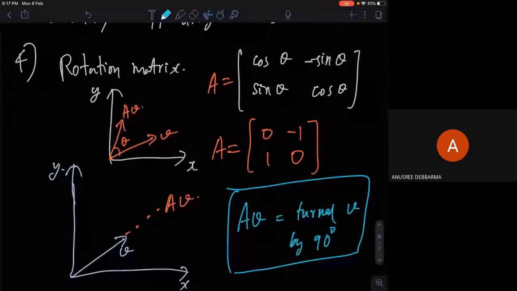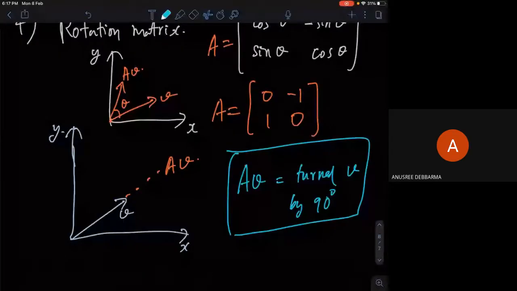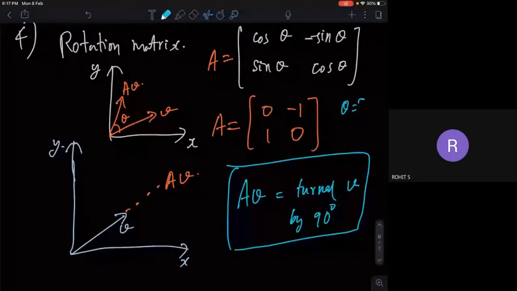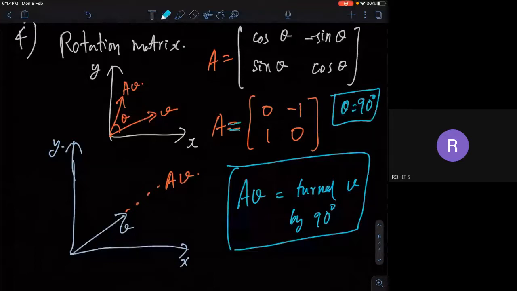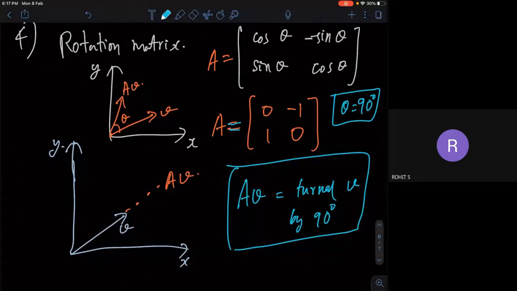So theta will be 0 degree. No, I'm saying I have fixed theta to be 90 degree, and this is my matrix A. When theta is 90 degree, this is matrix A, and I am asking you what is the eigenvalue and eigenvector for this particular matrix. Now forget about theta and just assume that I have a matrix which rotates any vector 90 degree, and I am asking you to find the eigenvector and eigenvalue for this matrix.